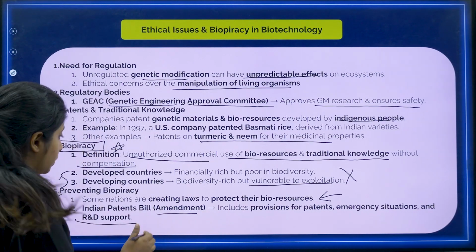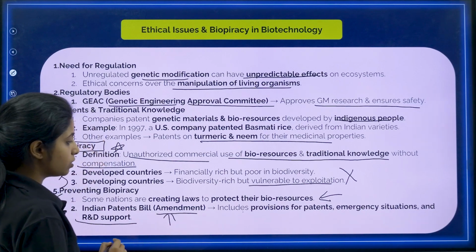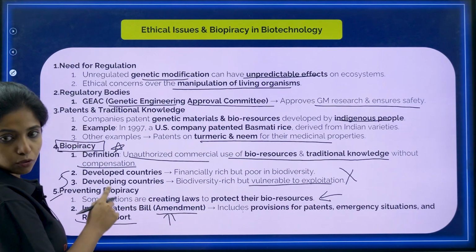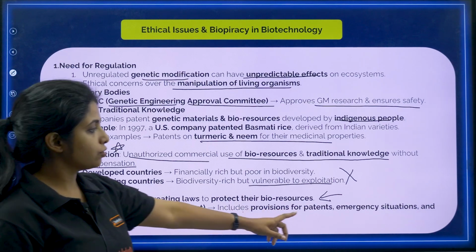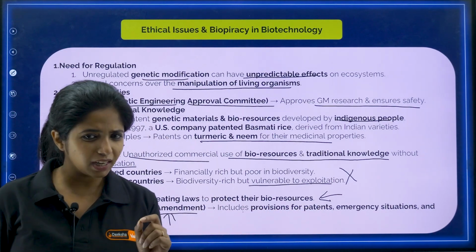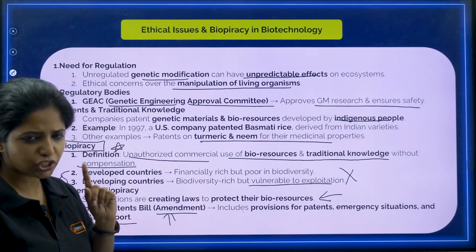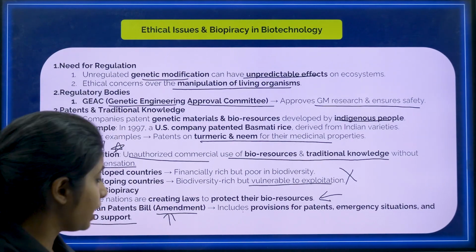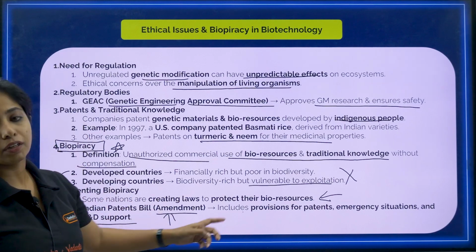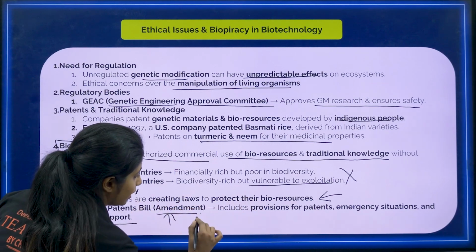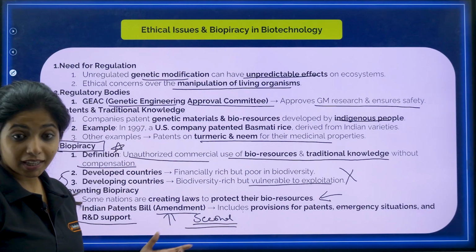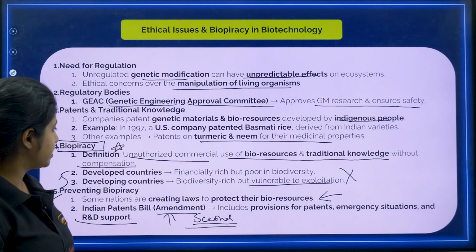This is a bill that was made, and this is a very important thing. What was the amendment? It was the Indian Patent Bill amendment, which provides for patents, emergency situations and R&D support. Just give me a second, there is a number of the bill also. Yeah, so basically the second amendment of the Indian Patent Bill includes all this. Please remember that as well, so that a question can be asked. The second amendment came in PU2, so anything can happen in KCET as well.